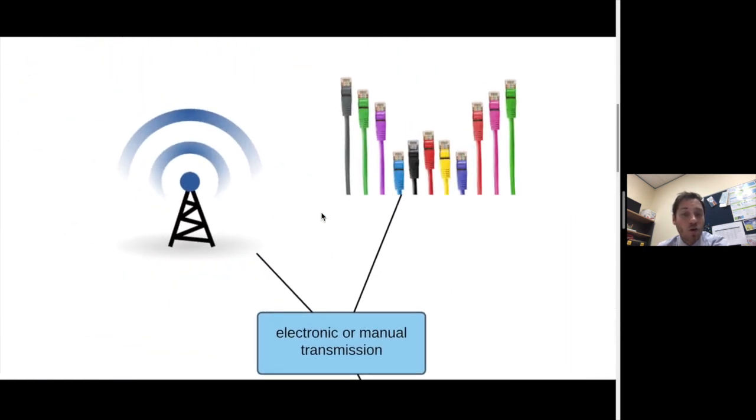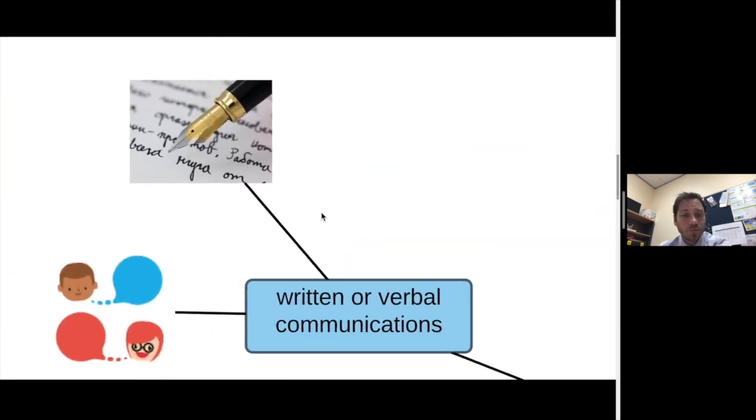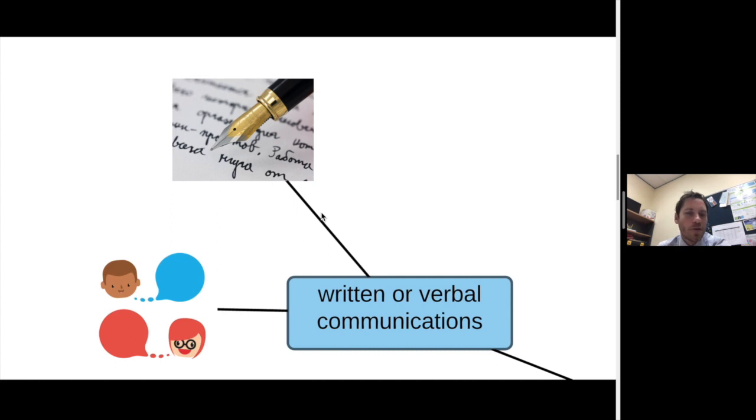We can look at electronic or manual transmission. So data coming in from Wi-Fi, data coming in from the internet, data manually transmitted. We can look at individual and team performance data. So instead of looking at customer data, it might be the number of sales a sales team member makes. It might be the number of jobs an IT support member makes, or maybe the number of time on average that they take to finish a job. We look at written or verbal communication. So written as in pencil and paper, and verbal as in speaking.